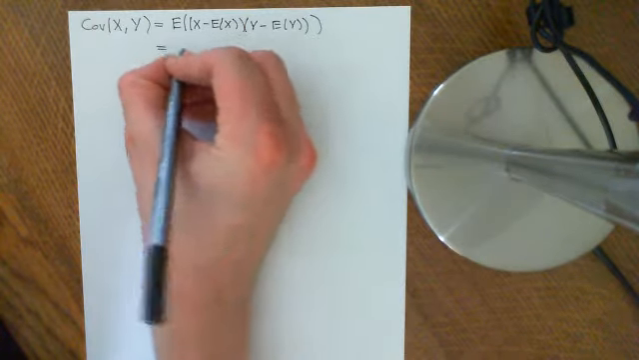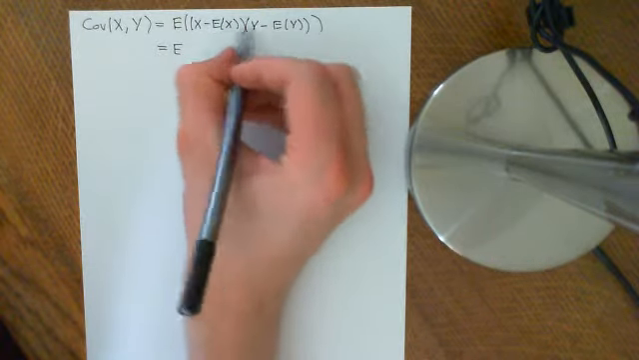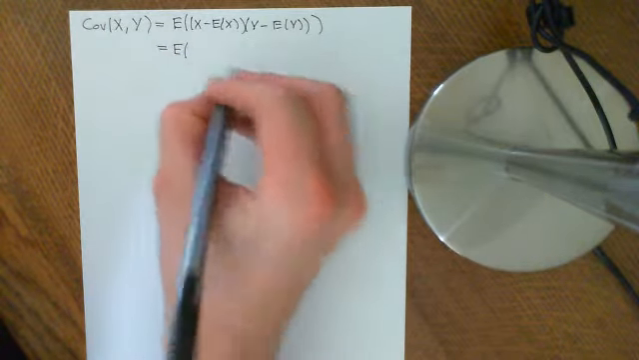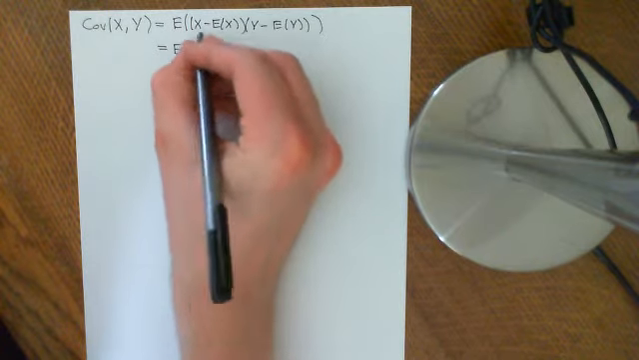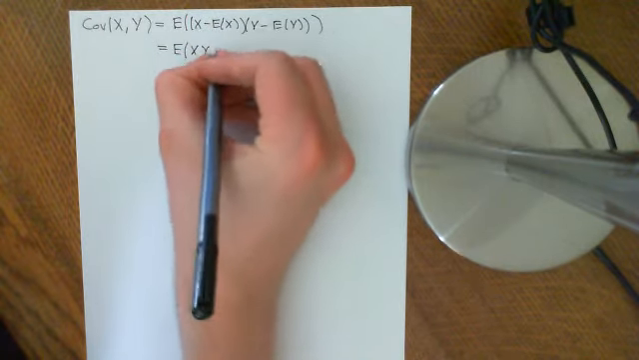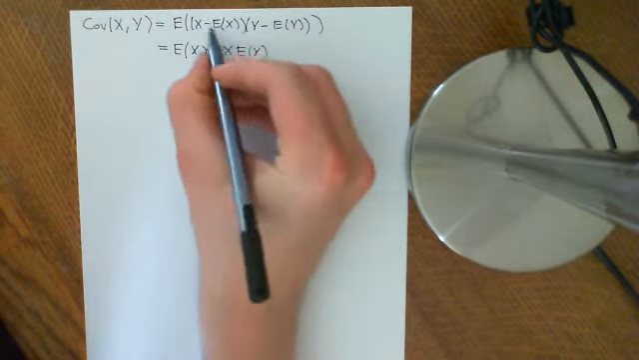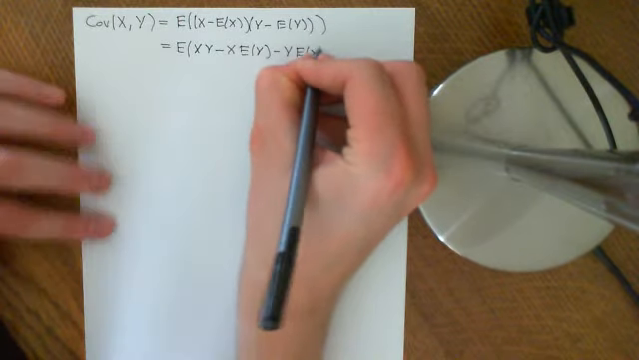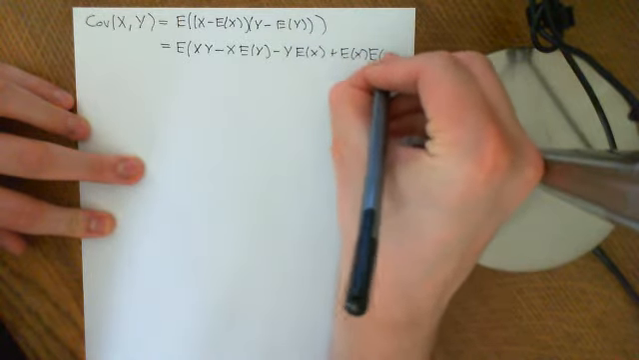And basically, if we just expand this product out using the distributive property, and then apply linearity, we'll get another formula. So if we multiply this out, we'll firstly get x times y, which is these two. Then we'll get minus x times the expected value of y. Then we'll get minus y, let's say, times the expected value of x. And then we'll get plus the expected value of x times the expected value of y.